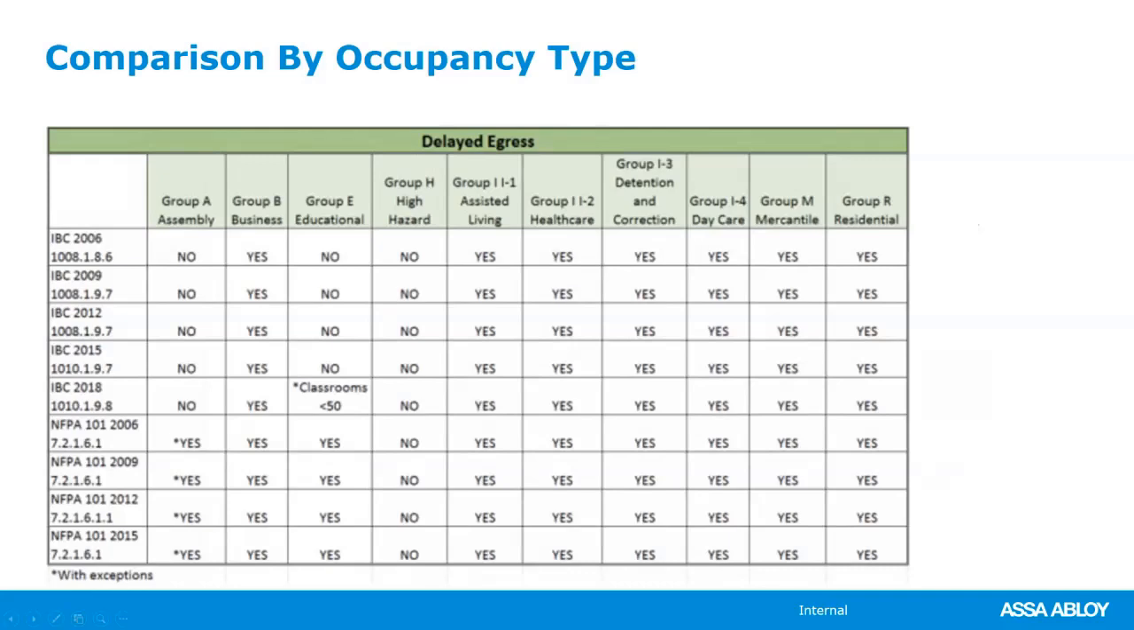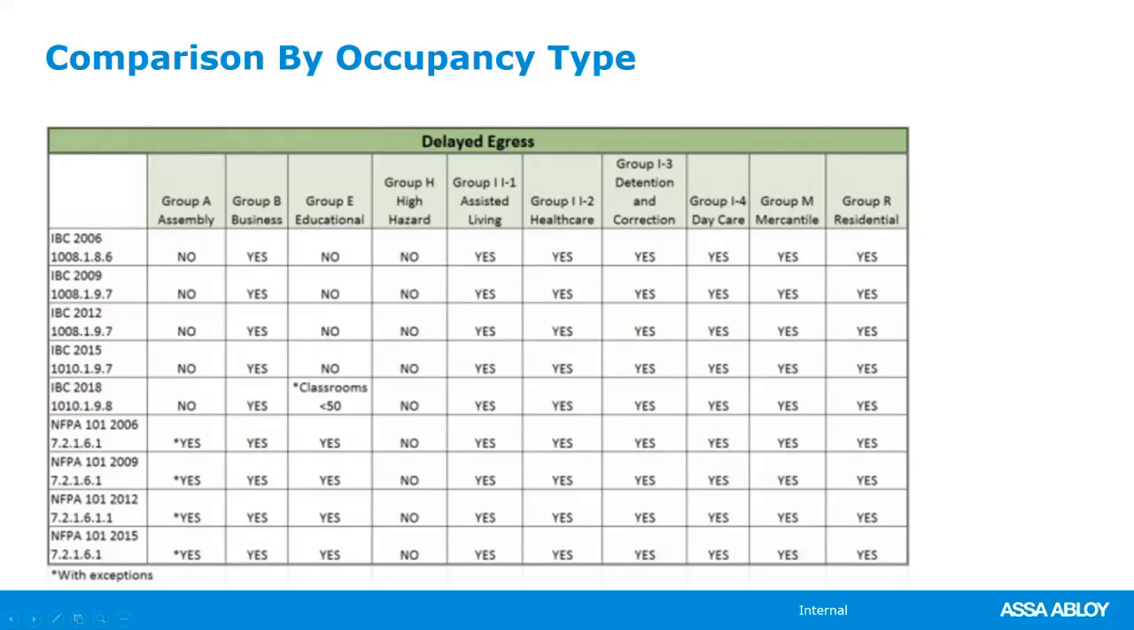And if you've got more than one code that is being used on a building, the more restrictive one would apply. And since IBC does not allow Group A to have delayed egress, you would have to get a written variance from the AHJ if you wanted to use it. Group B, business, delayed egress is used across the board in every single code.